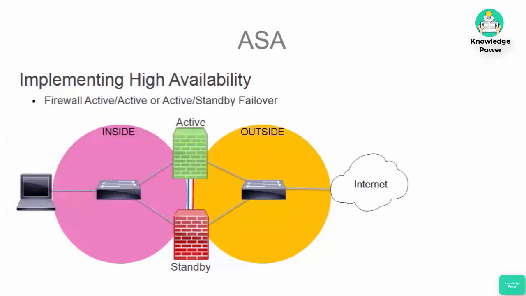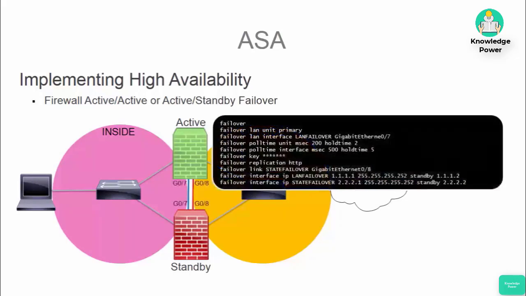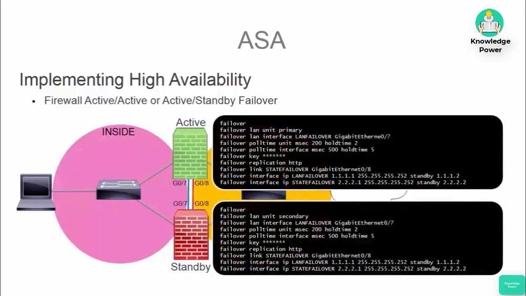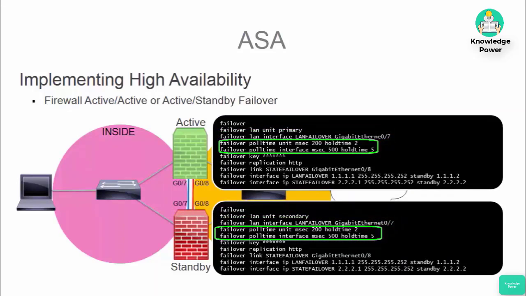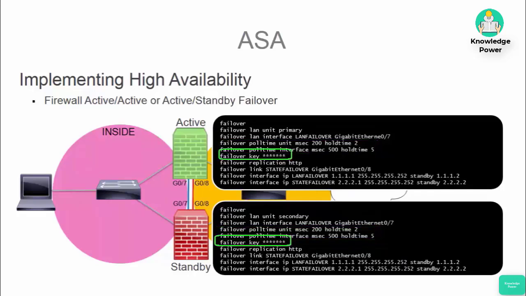To configure failover between our ASA firewalls, we have to configure failover parameters on the active and standby firewall. The first step is to enable failover globally. Then we define which unit will start off as the primary firewall and which unit will be the secondary firewall. Then we have to assign an interface to be a LAN failover link. Then there's some timers. You want to have a failover key for security.